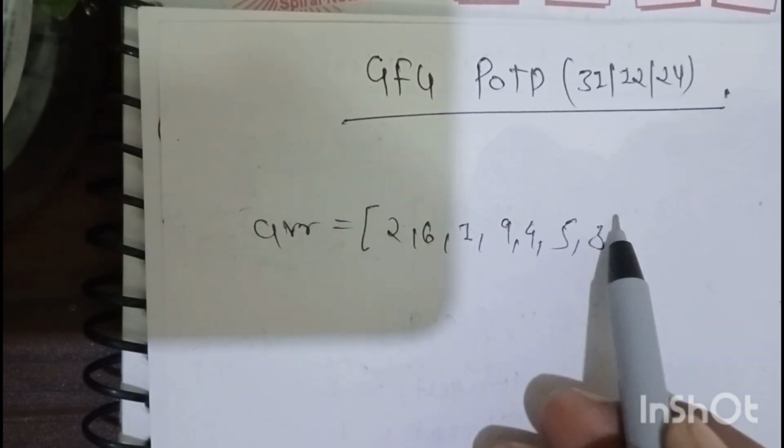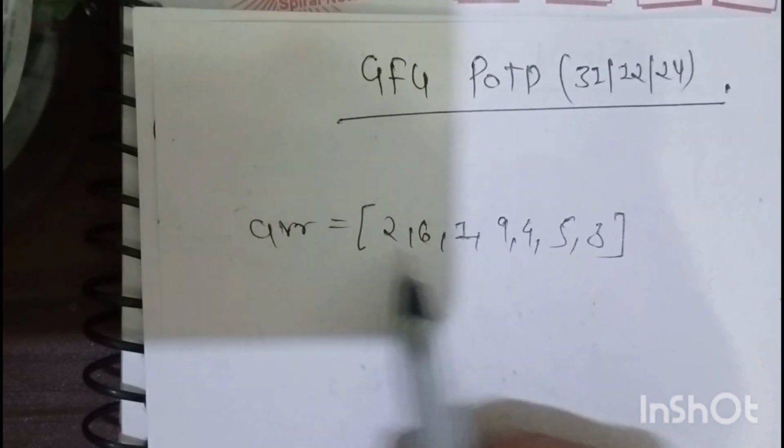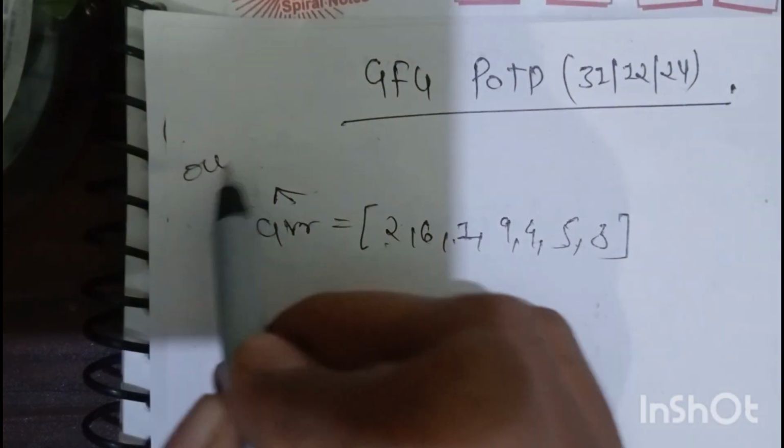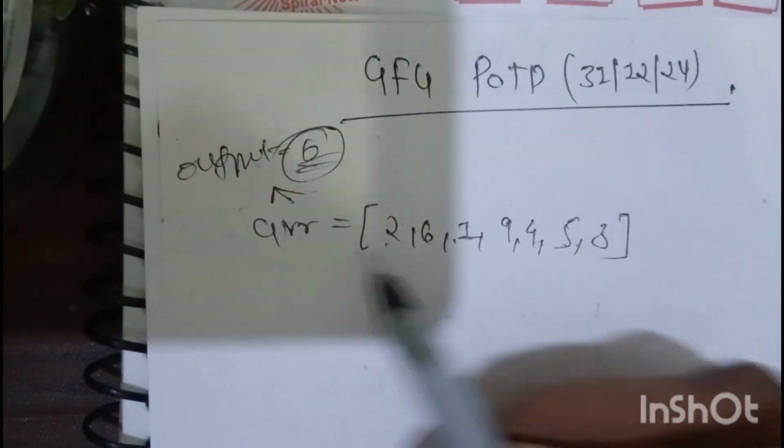2 6 1 9 4 5 3. You can clearly see the longest consecutive subsequence will be 1, 2, 3, 4, 5, 6. That is, our output will be 6 for this particular test case.